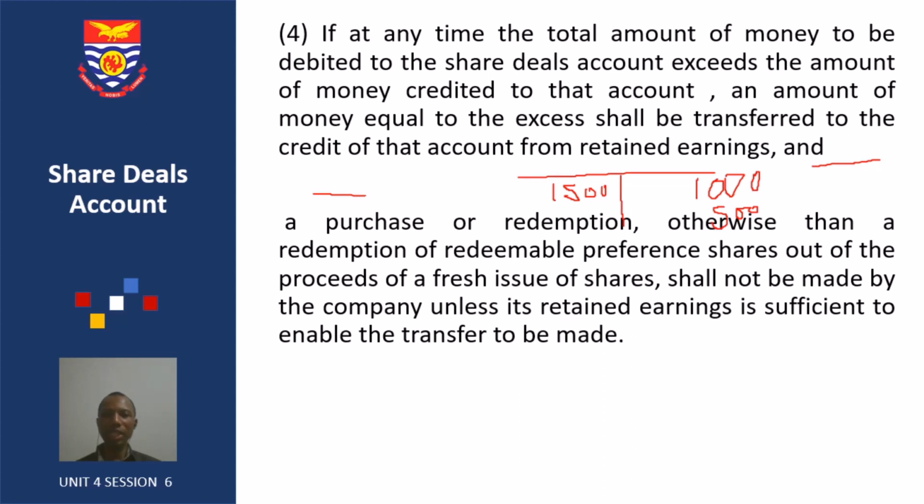And a purchase or redemption, or otherwise than a redemption of redeemable preference shares out of the proceeds of a fresh issue of shares, shall not be made by the company unless its retained earnings is sufficient to enable the transfer to be made. So if you want to redeem redeemable preference shares, then you should have sufficient funds in your retained earnings before the transfer could be done.